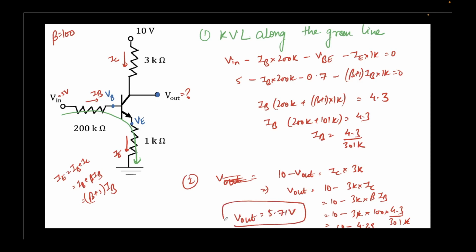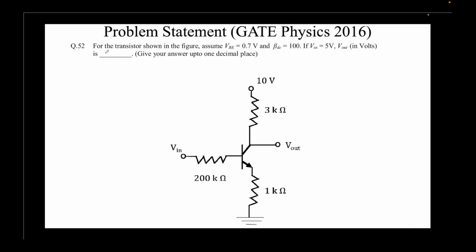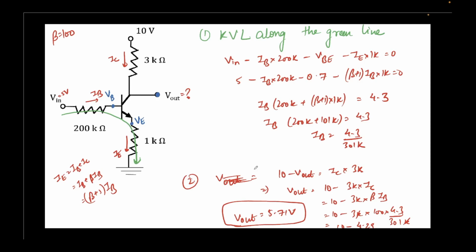So we have calculated Vout as 5.71 volts, right? This is the Vout, and this is what we are required to find out. So we can simply write Vout as 5.71 volts. Now we can also check one thing. We assumed that the collector junction is reverse biased, so let's just check that. IB we calculated, right? IB was 4.3 upon 301K.